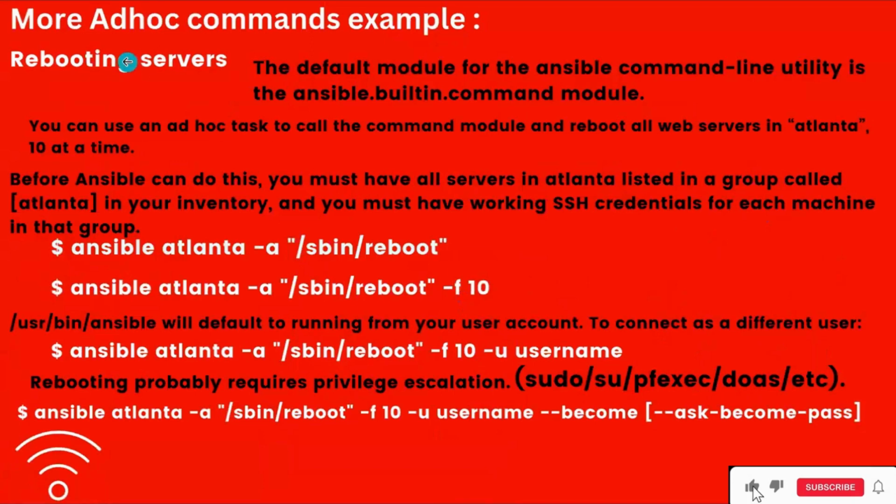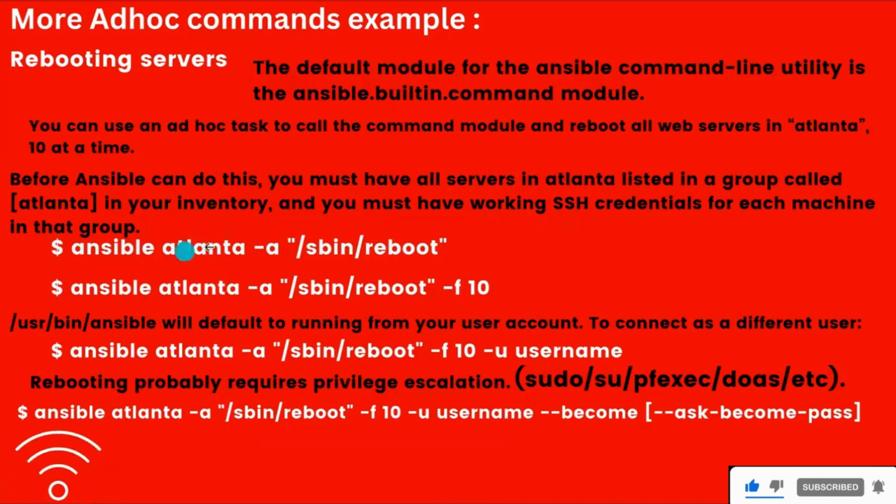Okay, so the next topic is more ad hoc commands. The default module for the Ansible command-line utility is the command module, and we have to use Ansible built-in commands like apt, yum, or whatever the server requires. You can use an ad hoc task to call the command module to reboot all the web servers in Atlanta. Atlanta is basically the server location, or you can say the inventory group. Before Ansible can do this, you must have all servers in Atlanta listed in a group called Atlanta in your inventory, and you must have working SSH credentials for each machine in that group.